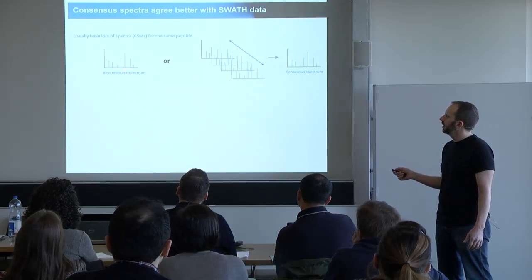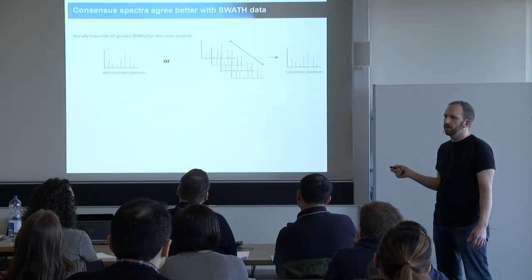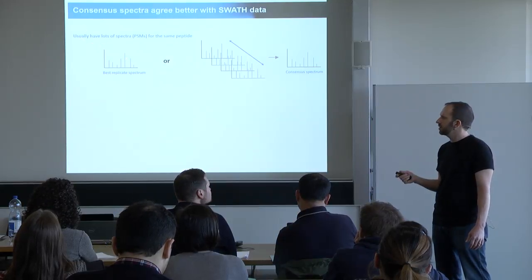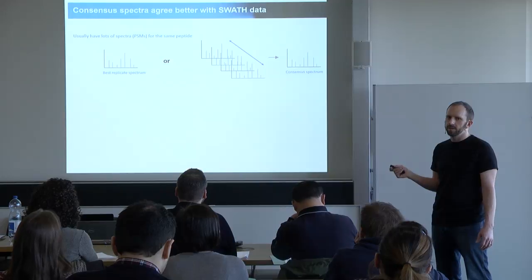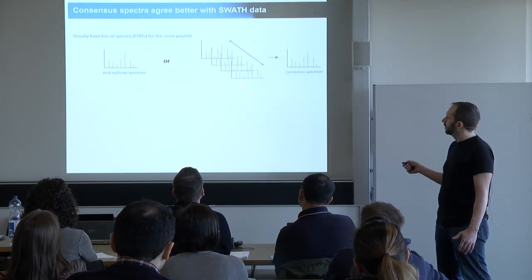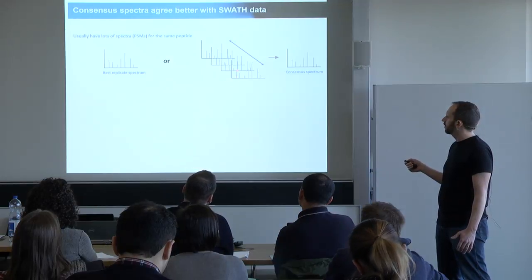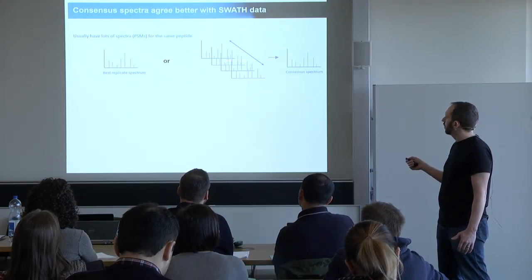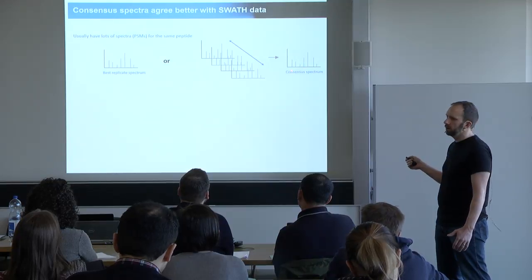Skyline is basically taking the best spectrum out of these 5, right? It says, which one's got the best search engine score? I'm going to use that as the best representation of this peptide, and I'm going to put it in the library. However, it's also possible to use all of these 5 spectra, 4 or 5 spectra, and somehow combine these, make an average of these, or what we call a consensus spectrum.